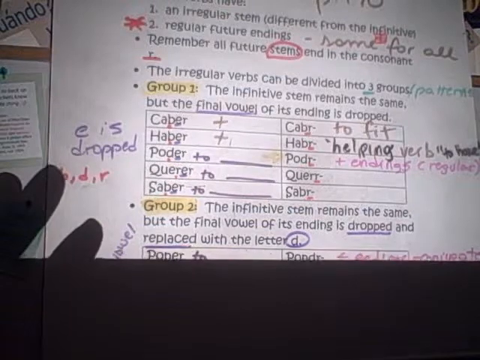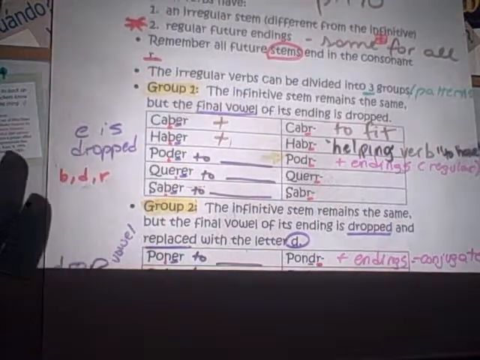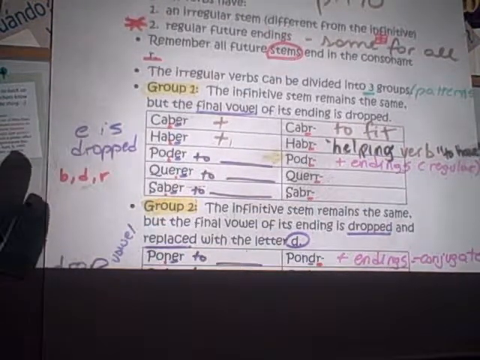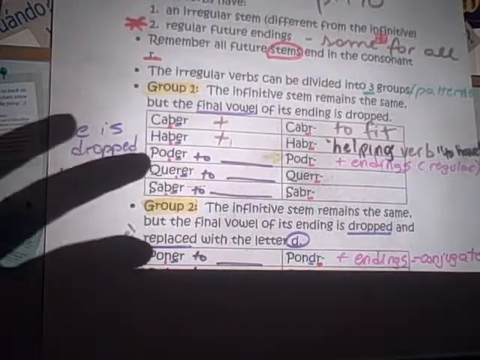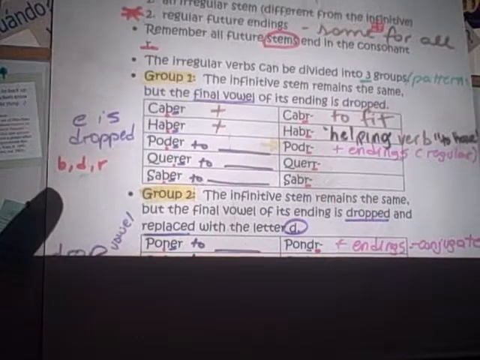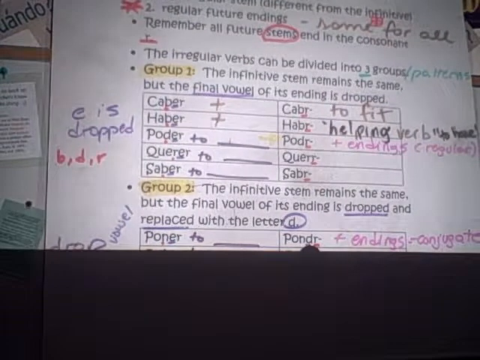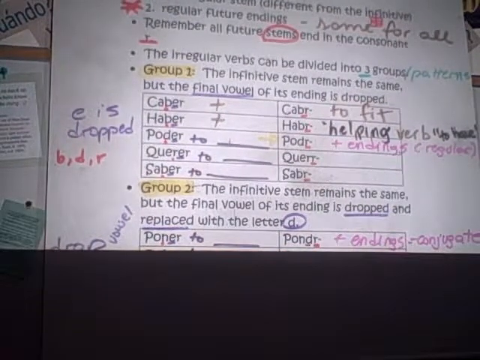Okay. So poner is to what? Put or place. Not to be confused with poder, so be careful, because those 2 are very different rules there. So poner, to put or place, you drop your E and you replace it with a D. And so your stem is P-O-N-D-R.